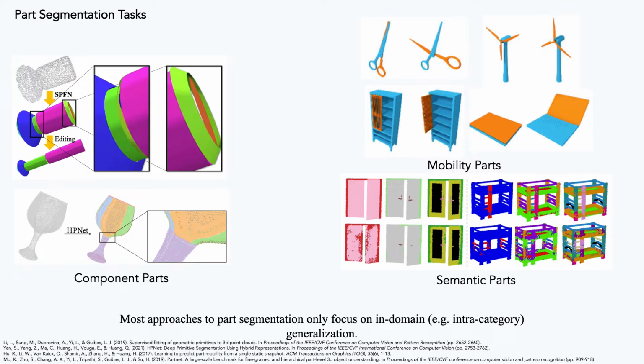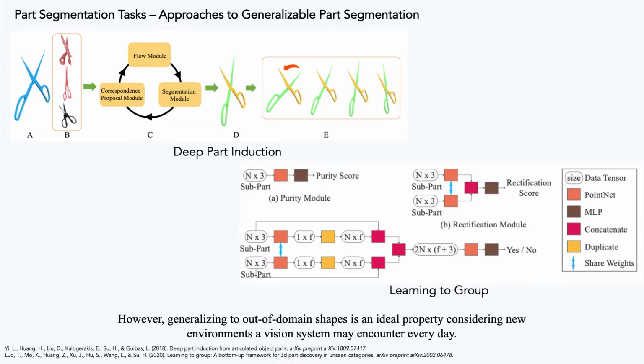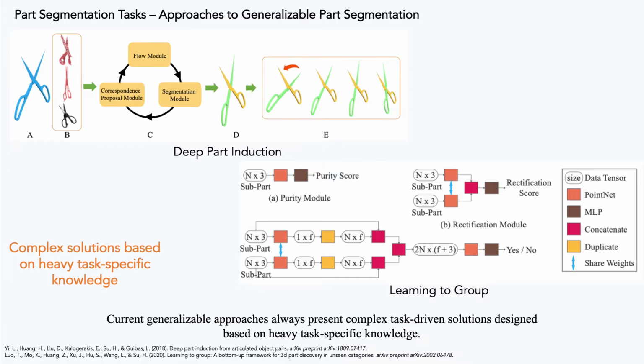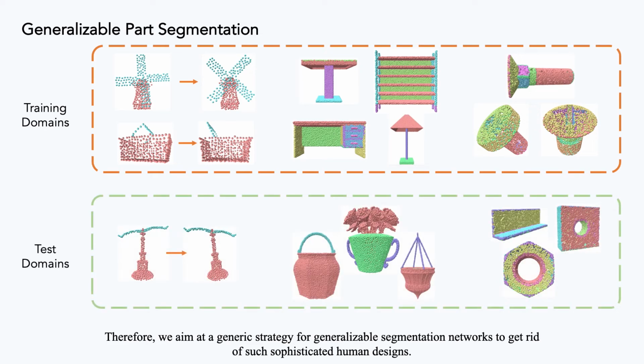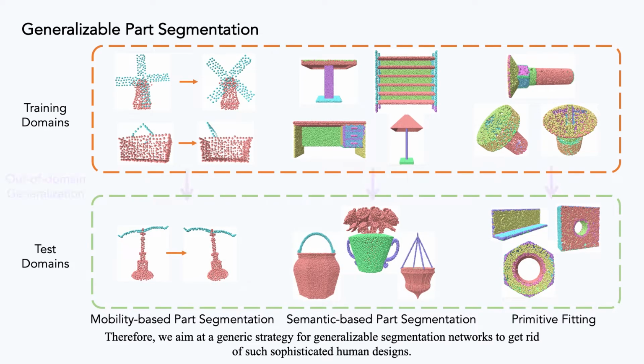Most approaches to part segmentation only focus on in-domain generalization. However, generalizing to out-of-domain shapes is an ideal property considering new environments a vision system may encounter every day. Current generalizable approaches always present complex task-driven solutions designed based on heavy task-specific knowledge. Therefore, we aim at a generic strategy for generalizable segmentation networks to get rid of such sophisticated human designs.